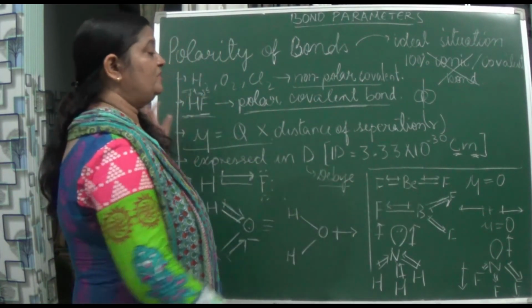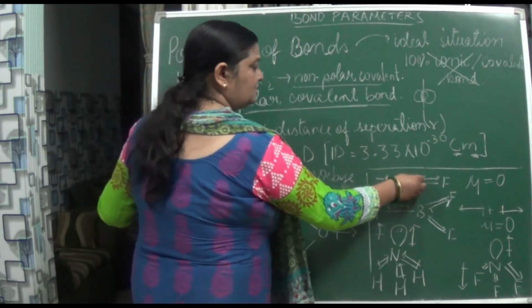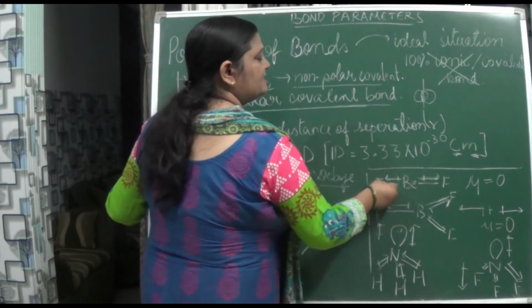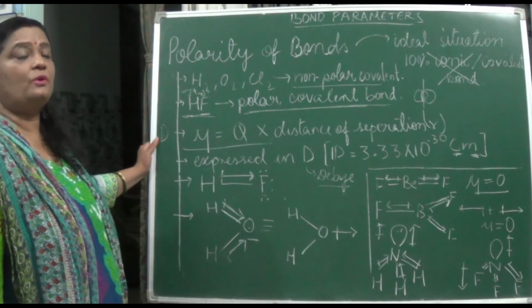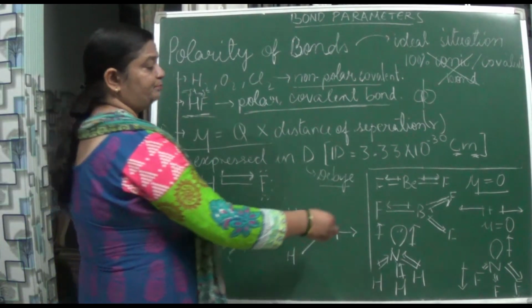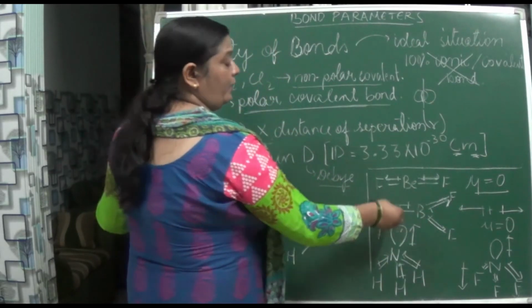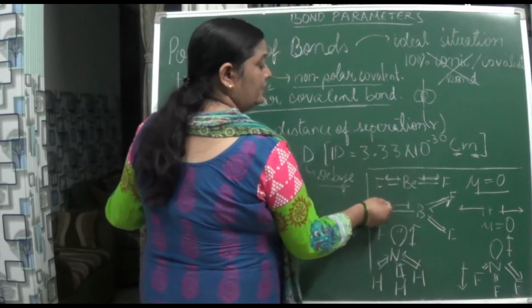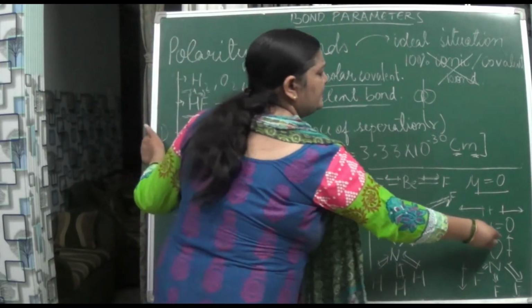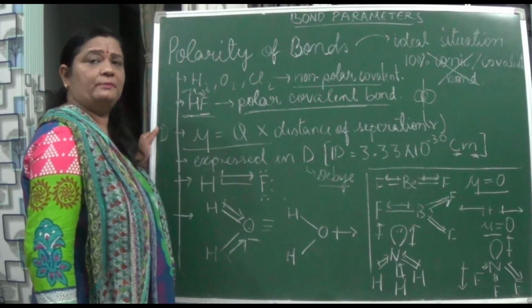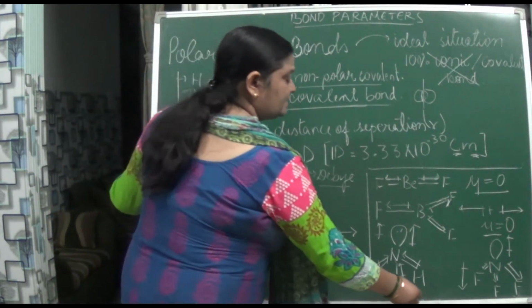Take beryllium difluoride. Here the net charge is towards fluorine, on both sides. Naturally this and this will cancel and the dipole moment will become 0, or the polarity will become 0. Here you can see this boron trifluoride, 3 fluorines, all taking the electrons towards themselves, showing polarity towards themselves. Naturally they will cancel each other and the value of mu becomes 0.